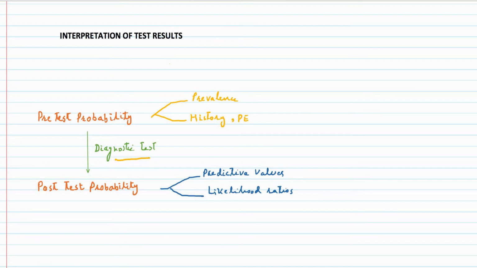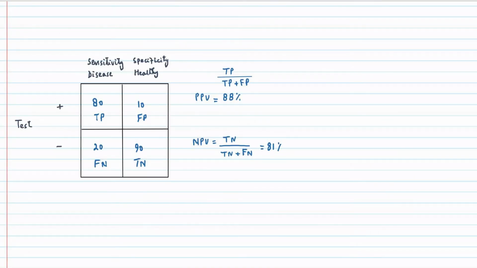The other method of calculation of post-test probability is by likelihood ratios. For that, we need sensitivity and specificity of the test only. We have already discussed how to calculate positive and negative predictive values with the help of sensitivity and specificity of a test. However, change in prevalence of disease can significantly affect predictive values. For that reason, we need to understand how change in prevalence of disease affects predictive values.